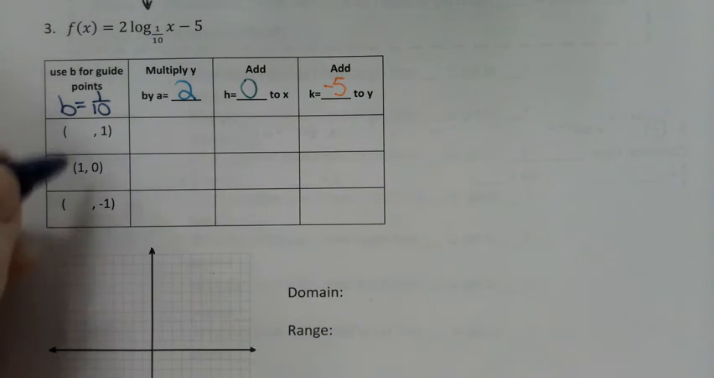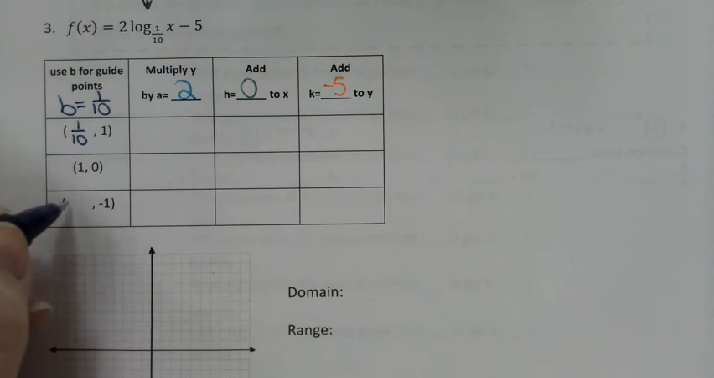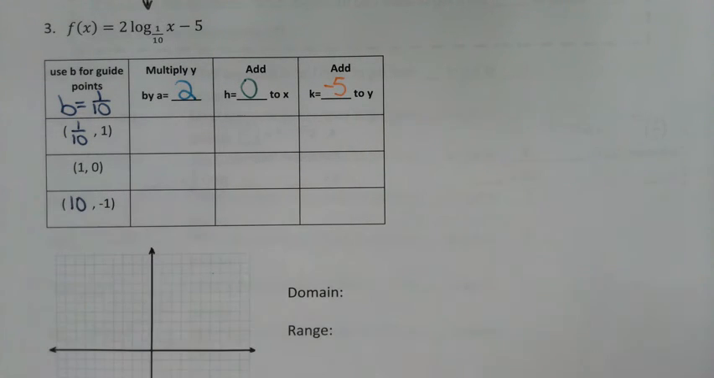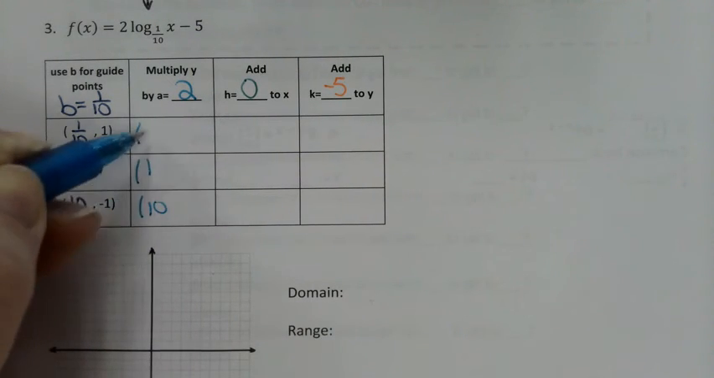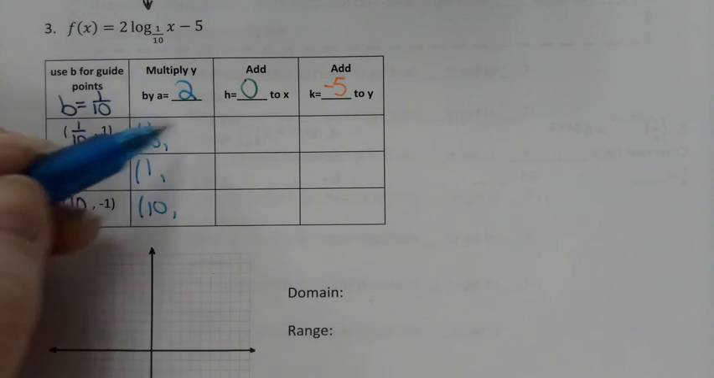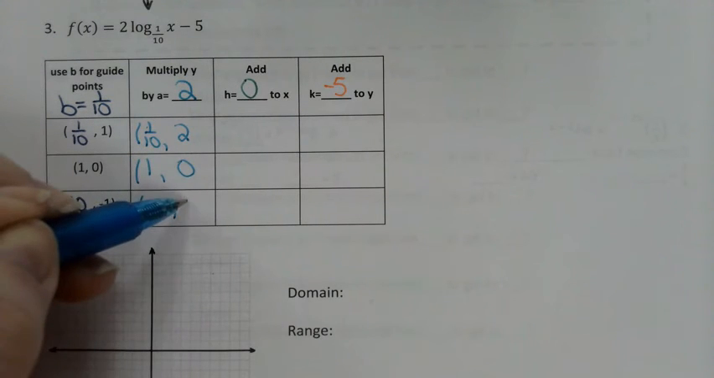b, 1 and 1 over b. So 1/10, 1, and 1 over b, remember that's the fancy way of saying reciprocal. So 10 over 1. And then y, 1, 0, and negative 1. Multiply all your y values by 2, leaving all of your x values to be the same. So 2 times 1, 2 times 0, and negative 1 times 2.